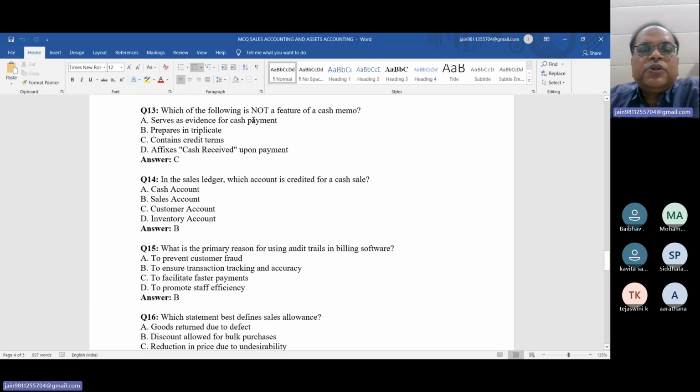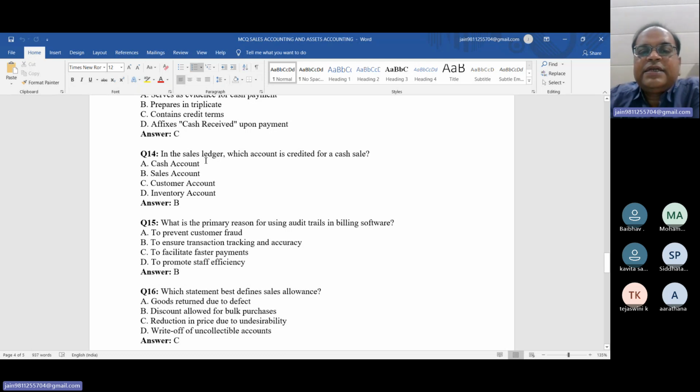Which of the following is not a feature of a cash memo? Okay, number first, serves as evidence for cash payment. Correct, this is a feature. Prepared in duplicate. Yes, this is a feature. And contains credit terms. No, because whenever we prepare a cash memo, whenever you make a sale in the form of cash, there are no terms and conditions regarding credit. So the correct answer is C, which is not a feature.